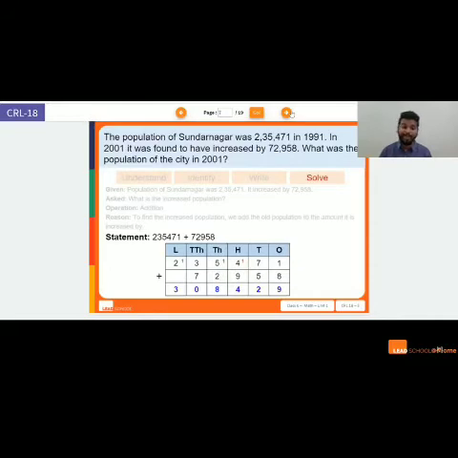Great. My last step is to solve my mathematical statement. You see, I have not just added them. I have first made a place value table. I have written down the numbers as per their place value, and then I will add.